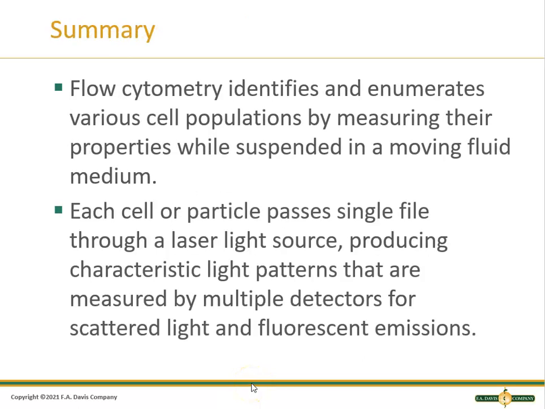So, summary: what does a flow cell do? It identifies and enumerates all kinds of cell populations in a fluid. Each particle goes through with hydrodynamic focusing, if you remember that from hematology. It goes through a laser light and produces characteristic side scatter and forward scatter patterns. We can use fluorescence also to help us identify things. So make sure you look at that video. It's very good.